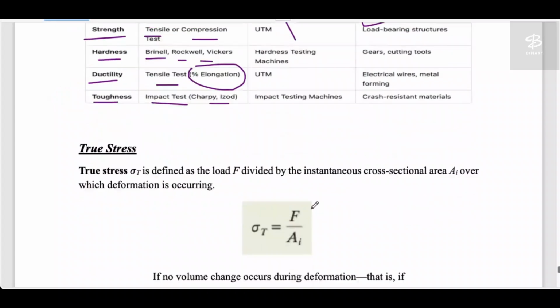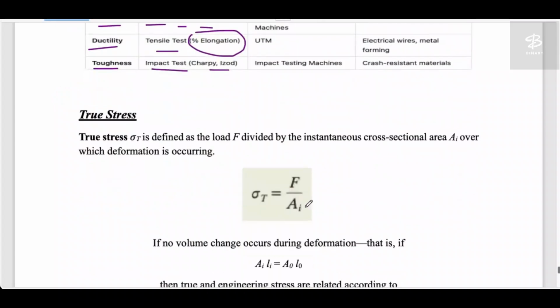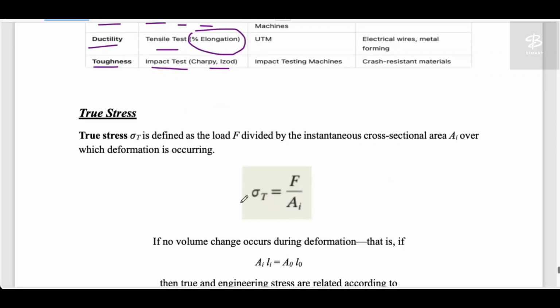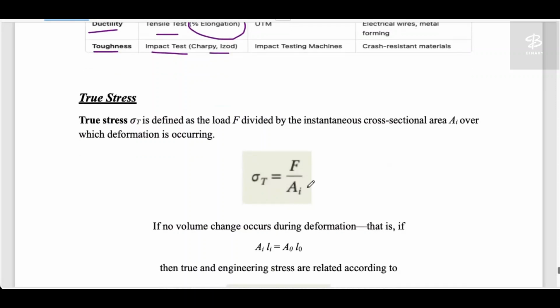Now come to the true stress and true strain, which is very common. This is very similar to normal stress, but what is the difference? In normal stress, what have we taken? Force upon the original area, A subscript O. But here the subscript is I, meaning the instantaneous area, where you are concerned to calculate the stress at that point.